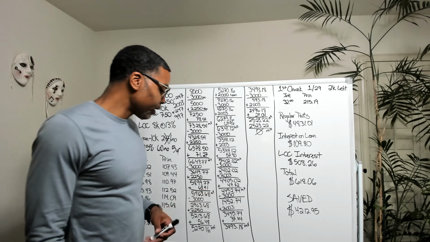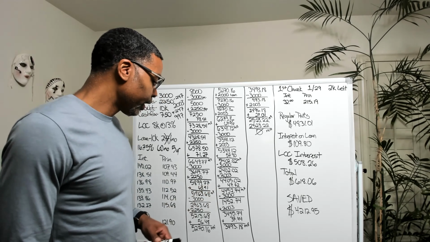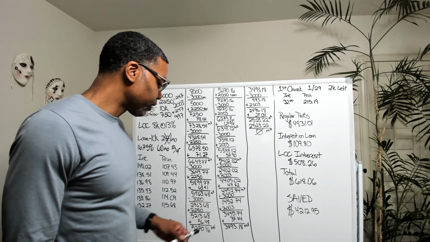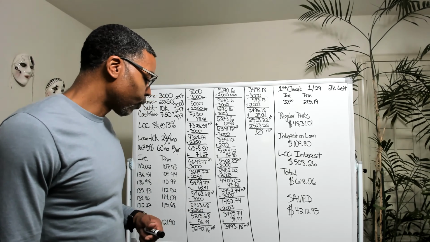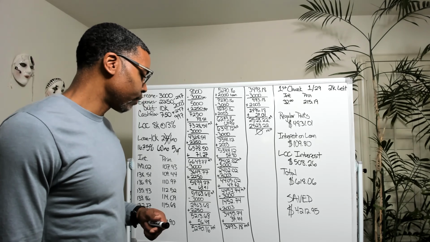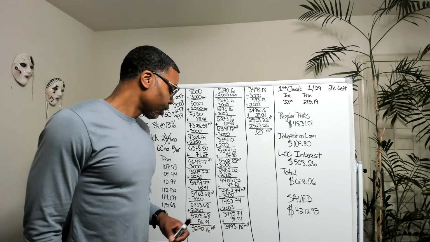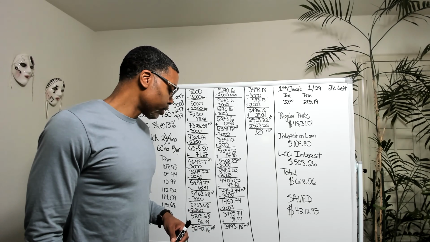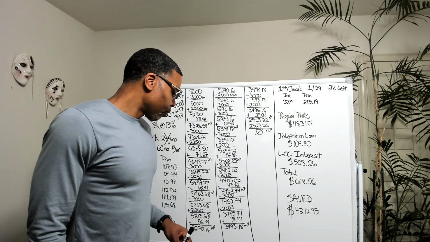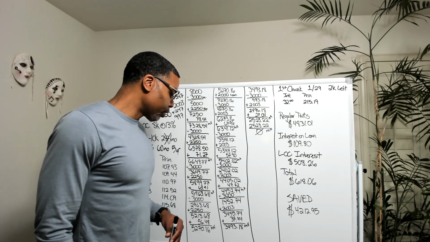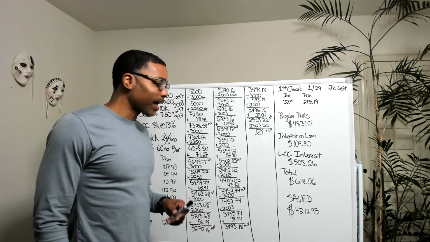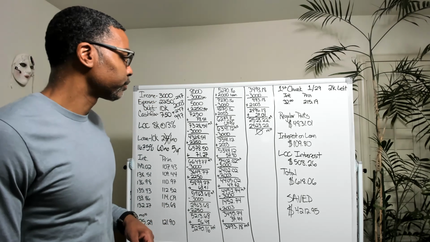So we have month eight, same deal. Income in, expenses out. $3,455.74 is the balance. $37.44 is the interest, raising the balance up to $3,493.18 at the end of month eight.